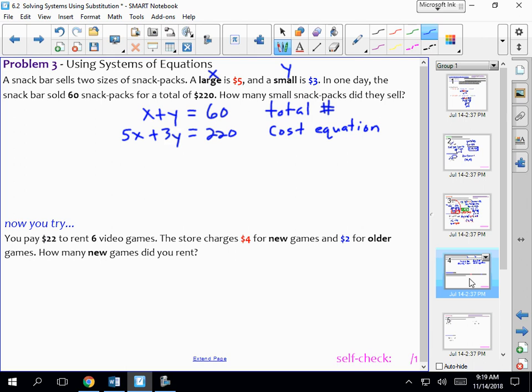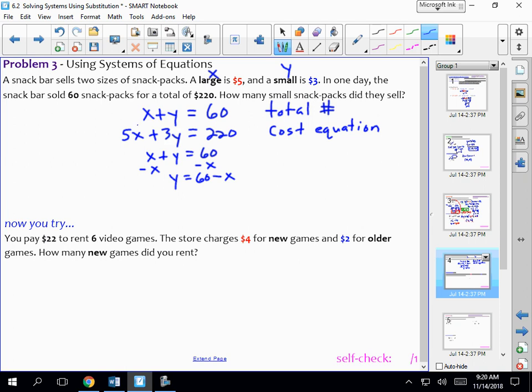So looking at this one, it's probably easier to solve this first equation, and I might as well solve it for y. It doesn't make any difference. But this first equation, I'm just going to rewrite it. X plus y equals 60. And I'm going to subtract x from each side. So I have y equals 60 minus x. And that's going to be my substitution expression.